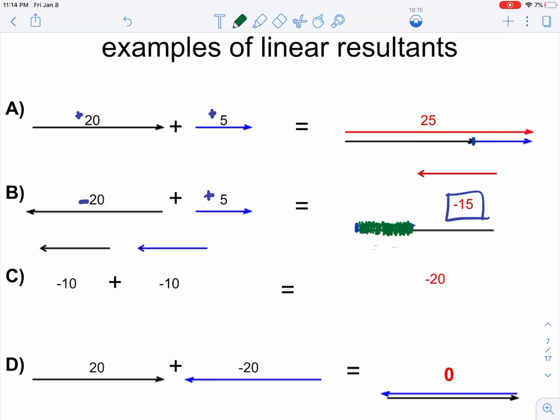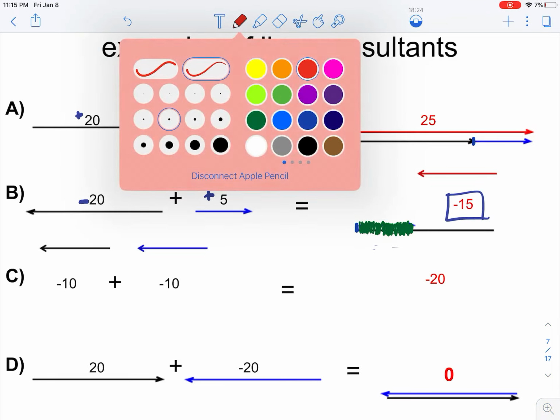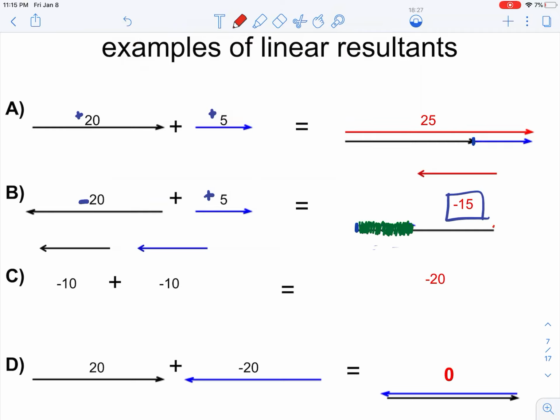Now, if we think of somebody physically walking, I walked to the left 20 steps and then I backtracked to the right 5. So I'm now 15 steps away from where I started, right? My resultant is going to be from where the very first vector started to where the last vector ended.